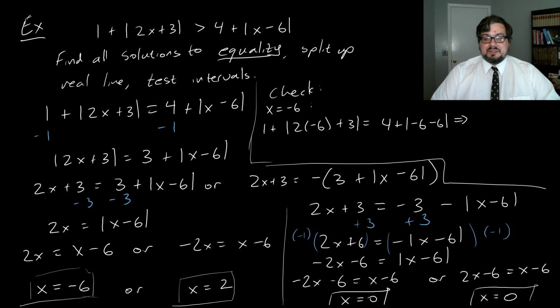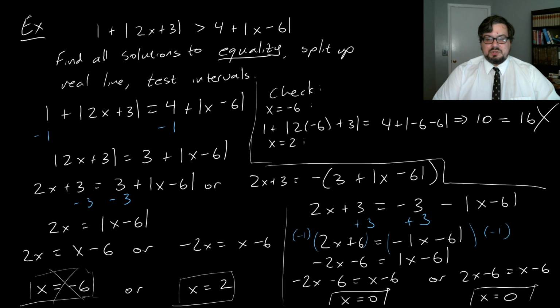And simplifying all this down, we get 1 plus the absolute value of negative 9 is 10. So 10 plus, and then negative 6 minus 6 is negative 12. Absolute value of that is 12. So we get 16, which is false. All right, so that means that x equals negative 6 was not a solution.